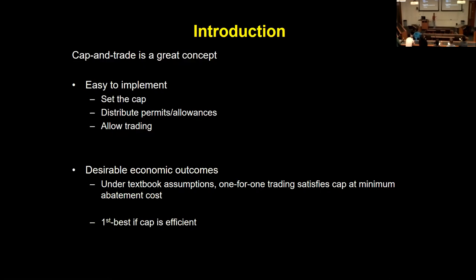Under textbook assumptions, one-to-one trading is going to satisfy the cap at minimum abatement cost. And if that cap is efficient, you're going to get the first best outcome. Really simple.